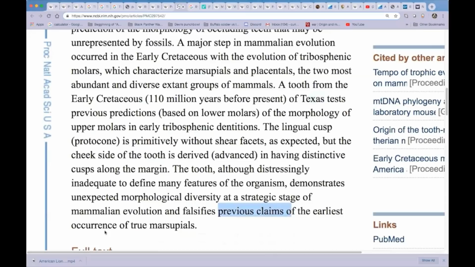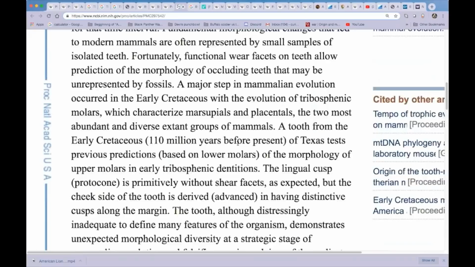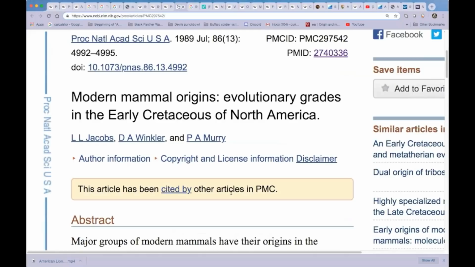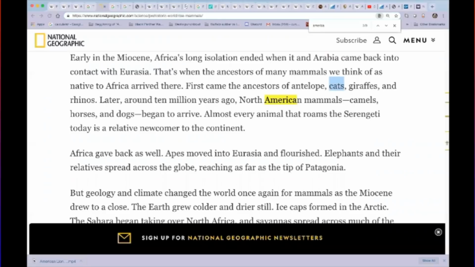So it falsifies theories they already had. There's a lot of new information, and we're going to see that throughout this video as well. Have an open mind when I'm reading the rest of the stuff, because now you know mammals originated here. Now that you know that, have some common sense. We just read in the National Geographic article about all those mammals that ended up in Africa that weren't even there. So where do you think they're coming from? What was the track they took to get there?